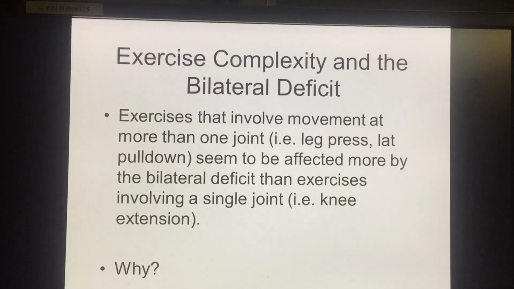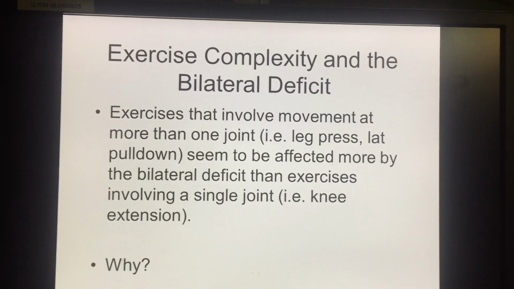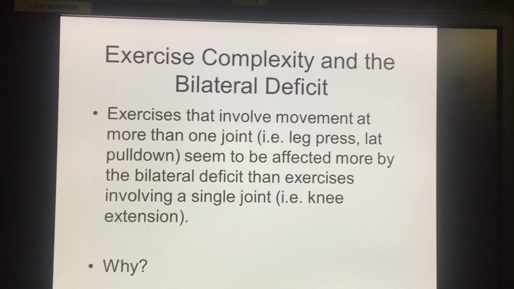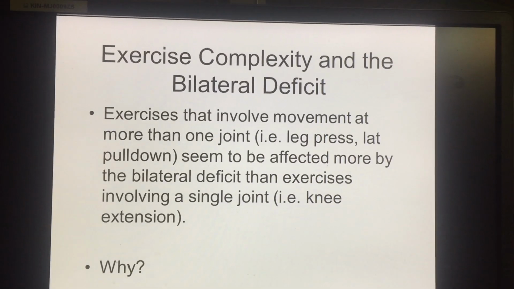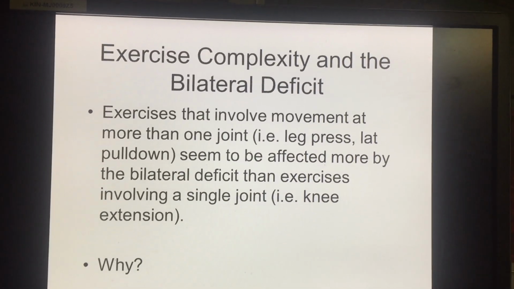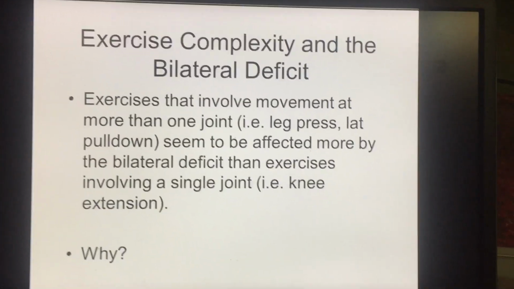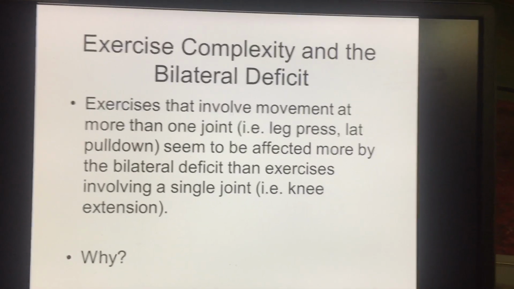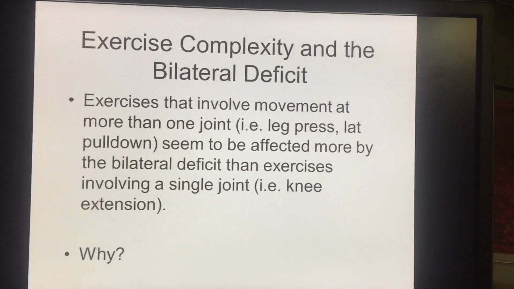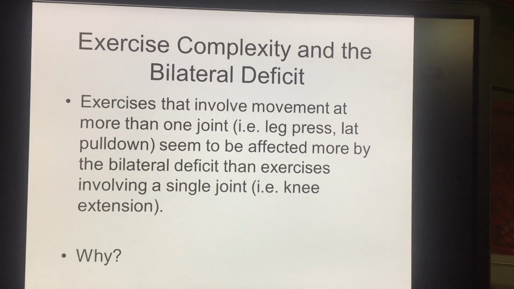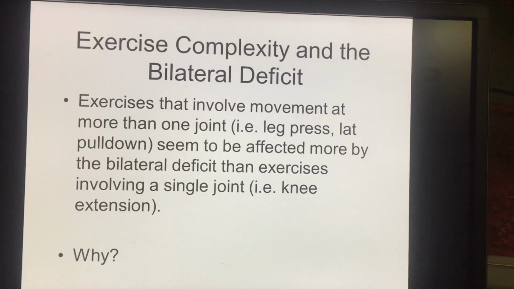So as I mentioned near the start of this topic, exercises that involve movement at multiple joints, such as the leg press, lat pull down, they seem to be more affected by the bilateral deficit than exercises involving a single joint, such as knee extension or the arm curl exercise. The question here is why? It might have to do with the amount of stabilization that's involved in these types of exercise. So it seems like the more stabilization that's involved, the greater the potential for the bilateral deficit.